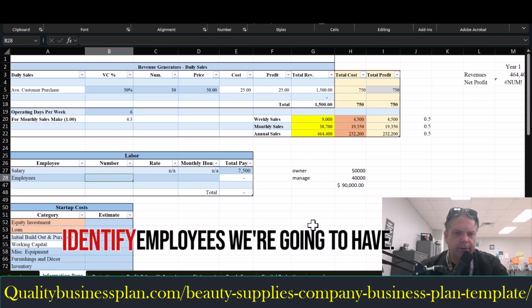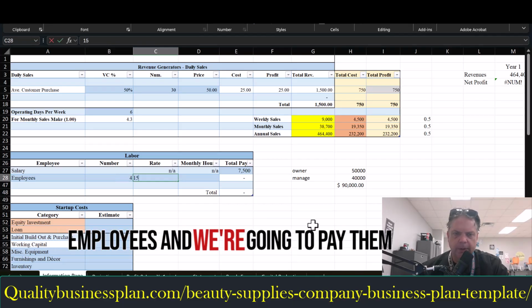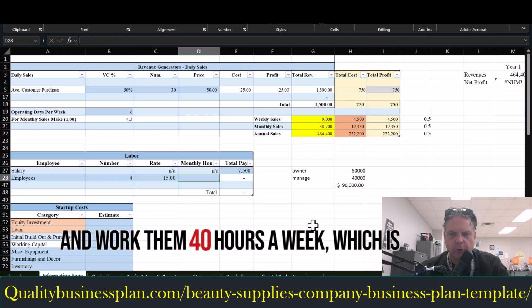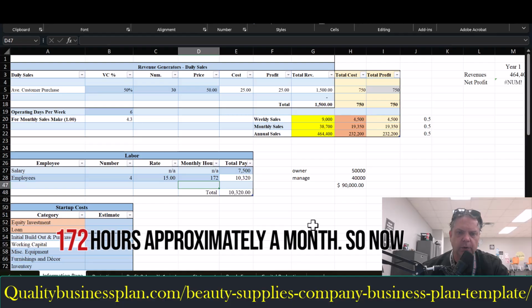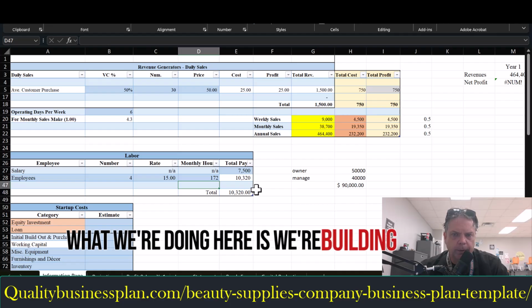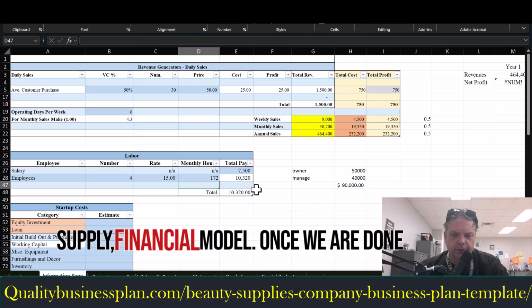Next thing we need to do is identify how many employees we're going to have. Let's say we need about 4 employees, and we're going to pay them $15 an hour. And we are going to work them 40 hours a week, which is approximately 172 hours a month. So now we got our labor taken care of. And again, what we're doing here is we're building the ceiling, the floor, and the walls for our beauty supply financial model.